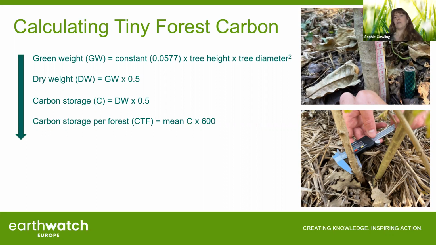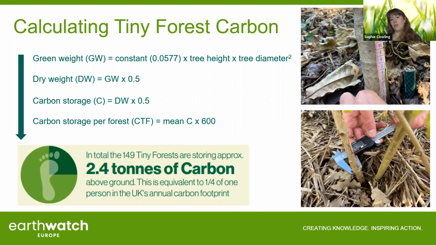And then when we look to scale this, this is per tree that we calculate, and to scale it for each of your tiny forests, we take the mean amount of carbon calculated from each of those 1 to 100 tagged trees, and then we times it by 600 to scale it to the size of each tiny forest, because it's approximately 600 trees in each tiny forest. When we've done this for 2022, we found that there's approximately 2.4 tons of carbon stored across 149 forests. And this is equivalent to around a quarter of a person's UK annual footprint of carbon.